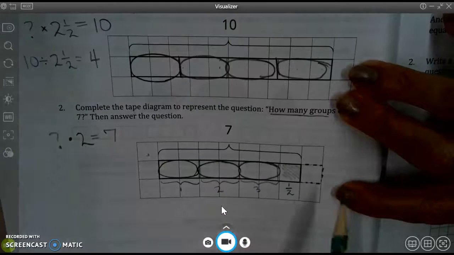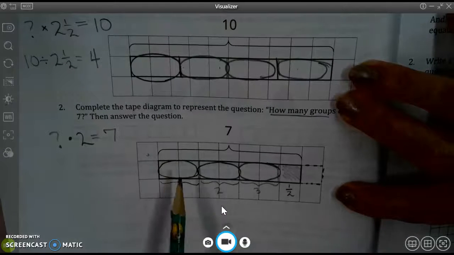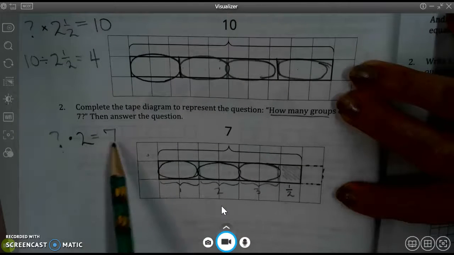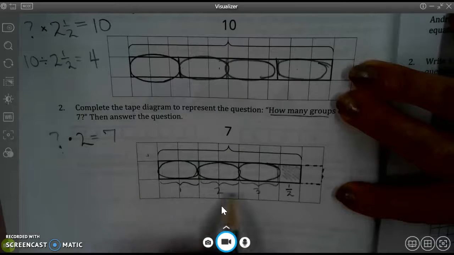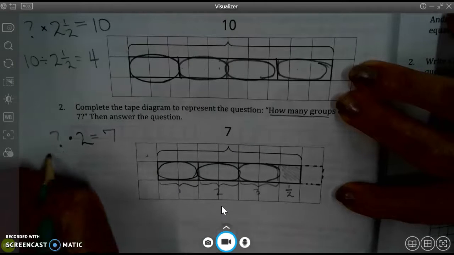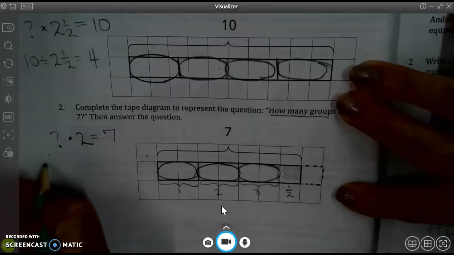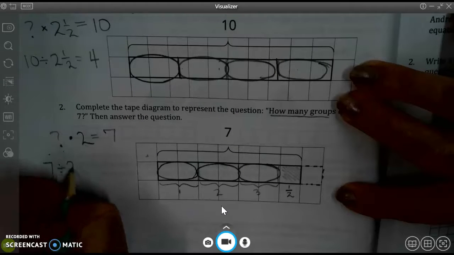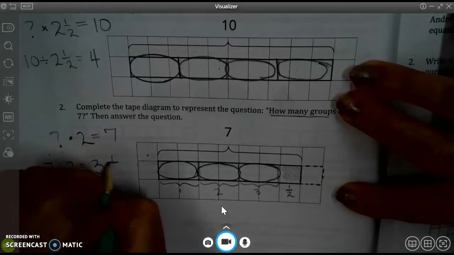So to answer the question, how many groups of 2 are in 7? It is 1, 2, 3, 3.5 groups. So 7 divided by 2 equals 3.5.